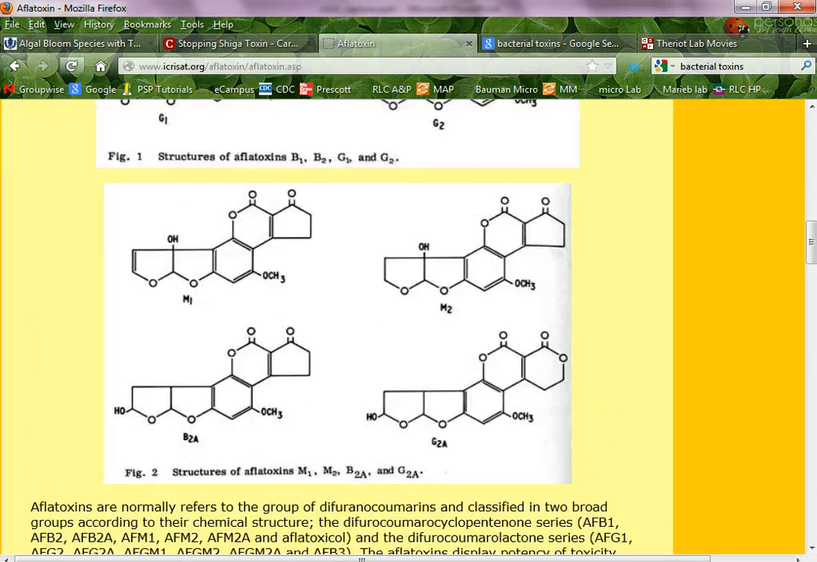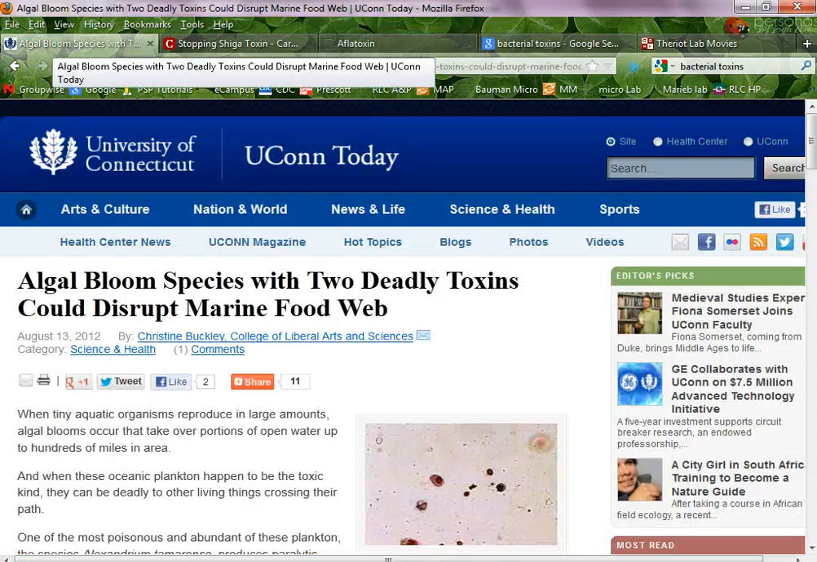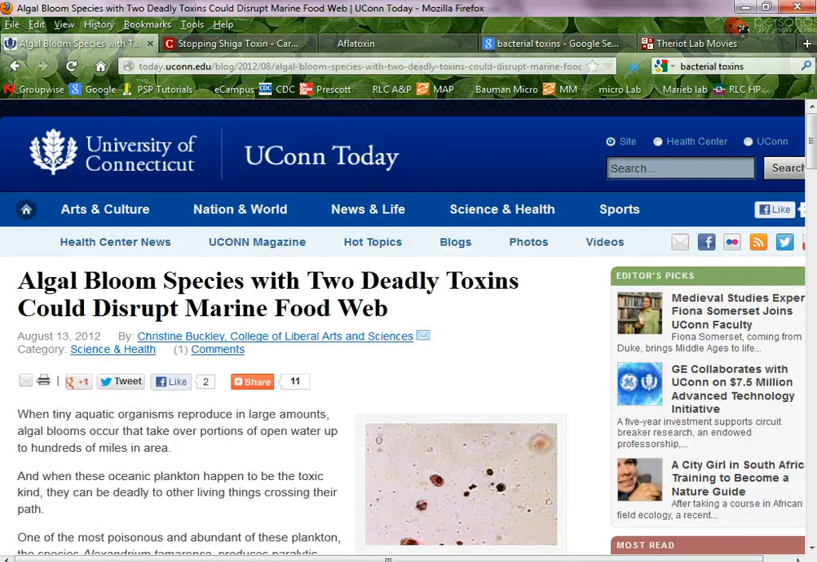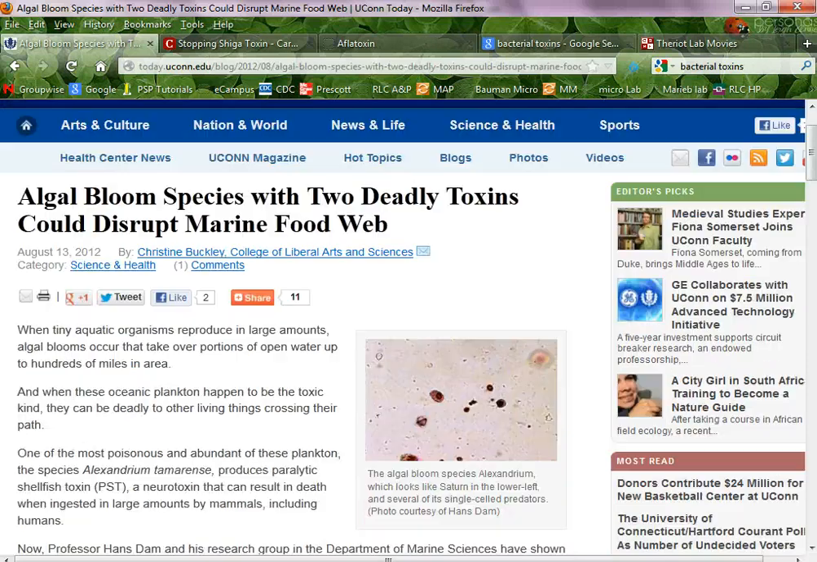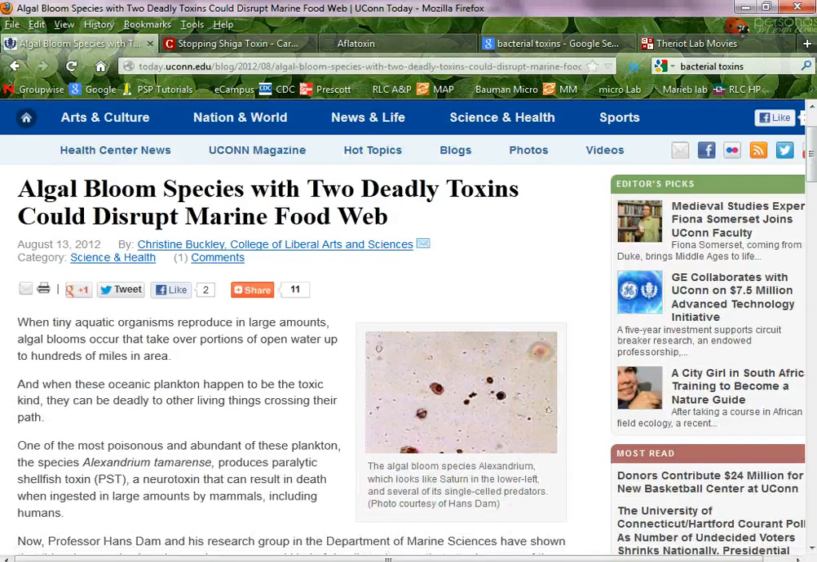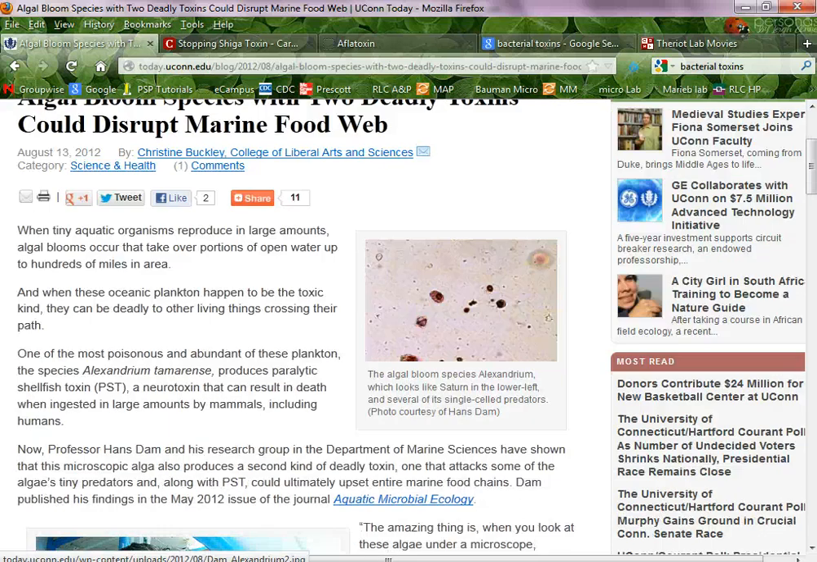Then let me show you some algal toxins. This is about algal blooms. That's overgrowth of algae in ocean water. Also, they're in fresh water too. And they very often produce toxins. They can produce death of fish and other organisms.